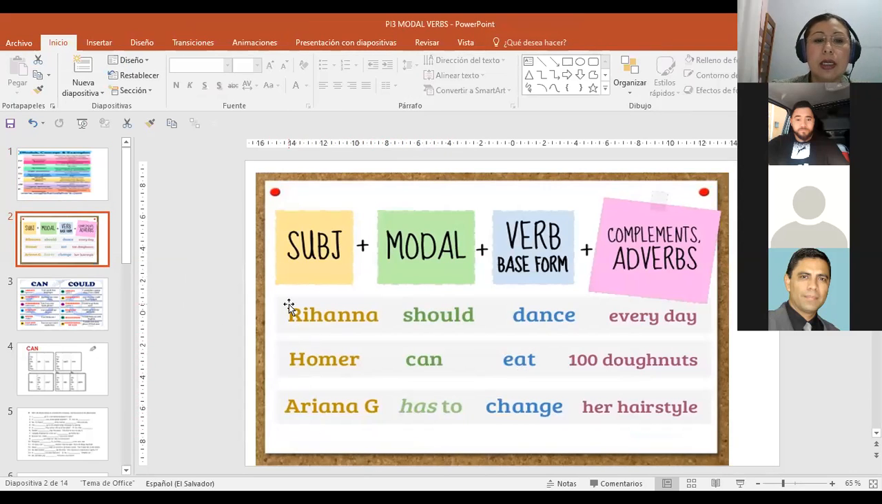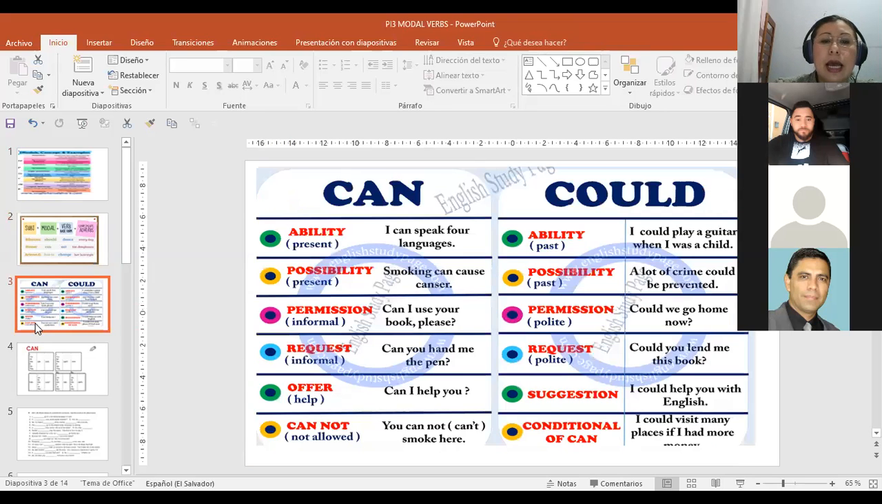We learned about the structure. We said that we have the subject plus the modal plus the verb base form and the complements that can be adverbs or any other complement. We learned about when to use can for ability in present, could for ability in past, can for possibility in present, and could for possibility in past. Can for permission in a very informal way, could for permission in a very formal or polite way. Can for informal request. Could for polite request, very formal. Can for offering help. Could for making suggestions. Cannot for saying that you are not allowed to do something. And could to say a conditional of can.